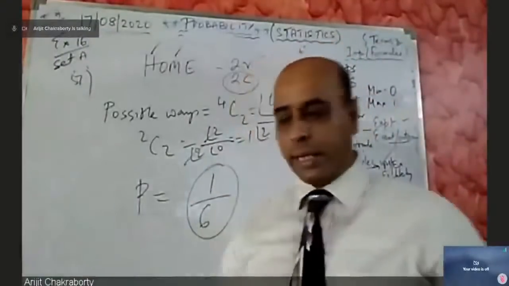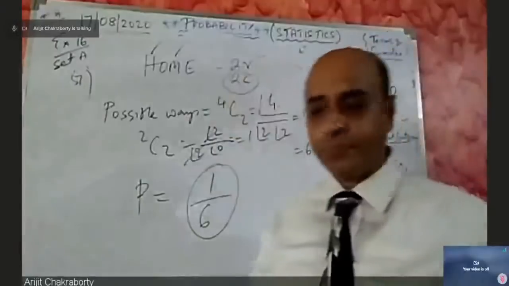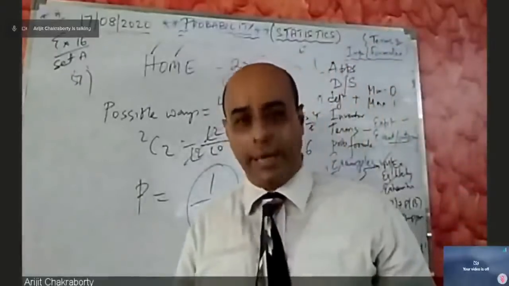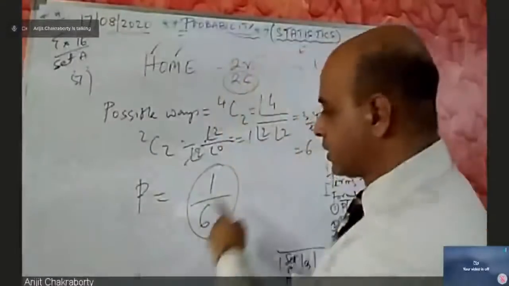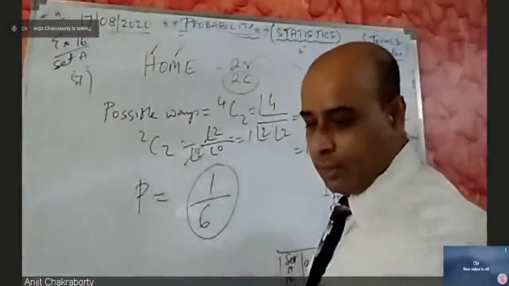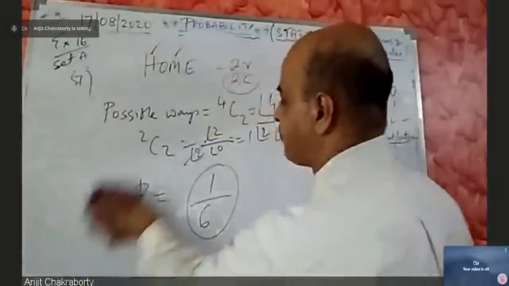So if two letters are taken at random from the word HOME, the probability that none of the letters would be vowels, that means they have to be consonants, is given by 1 by 6. Fine. Now let's take 53.